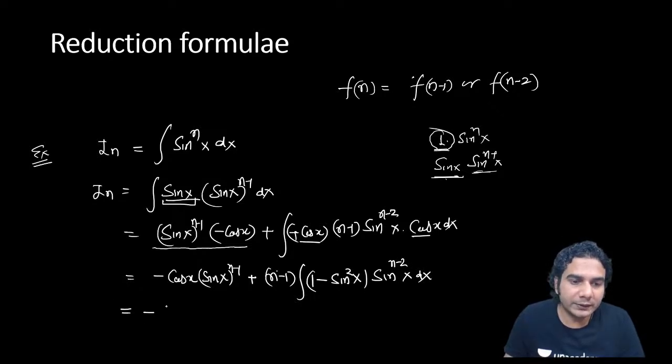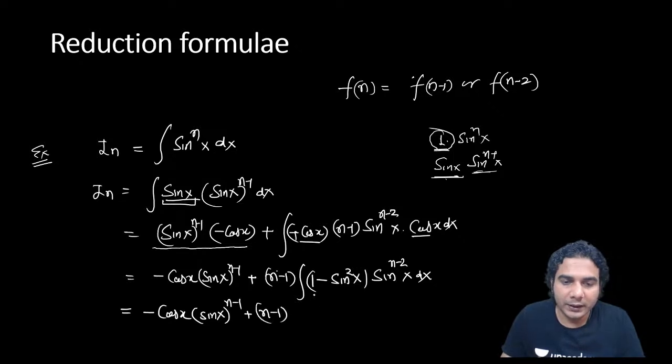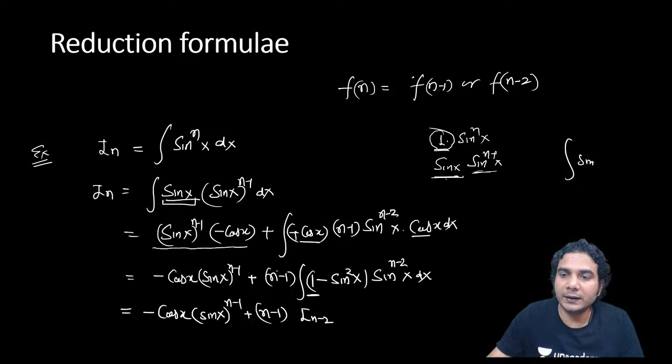Then it will be minus of cos x sin x raised to n minus 1 plus, you multiply this n minus 1. Okay, so the first integral will be sin raised to n minus 2 x dx, which is nothing but I_{n-2}. I'm writing this integral sin raised to n minus 2 x dx as I_{n-2}, right? Obviously, because the power is n minus 2, so it is I_{n-2} comparing with this.